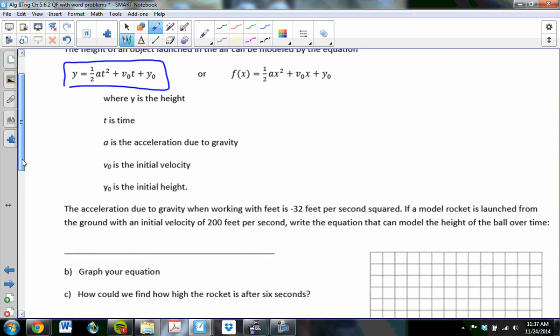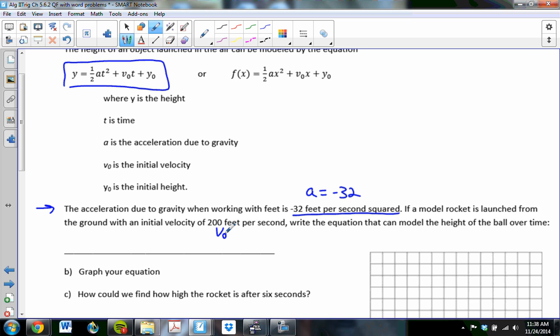So keeping that in mind, if I do this problem down here, it says the acceleration due to gravity when working with feet is negative 32 feet per second squared. That's our A value. Our A value is negative 32. If a model rocket is launched from the ground with an initial velocity of 200 feet per second, that's our V naught, write the equation that can model the height of the ball over time.